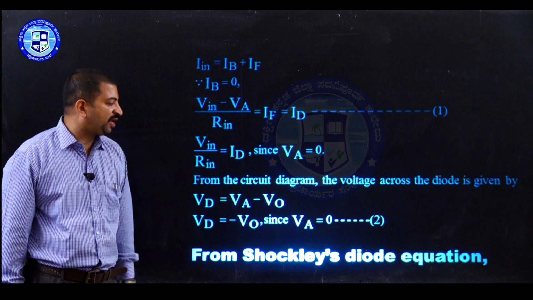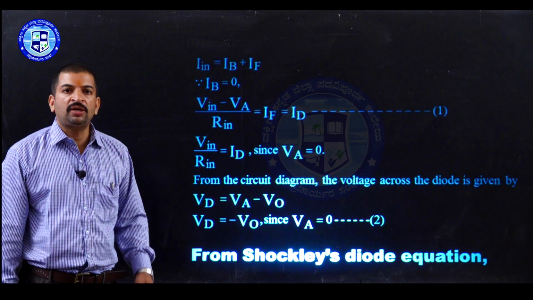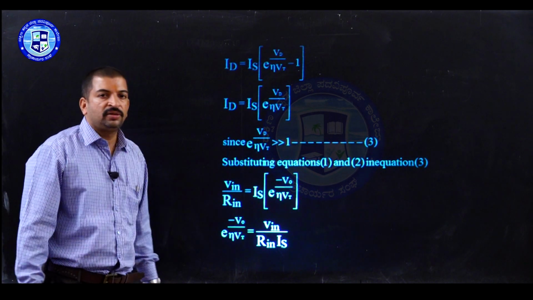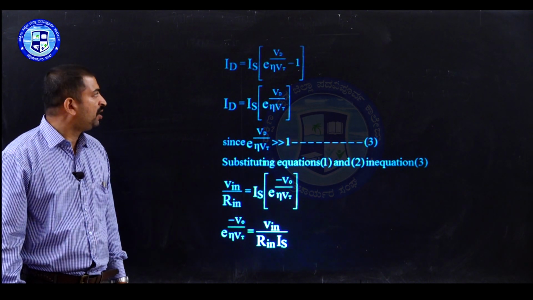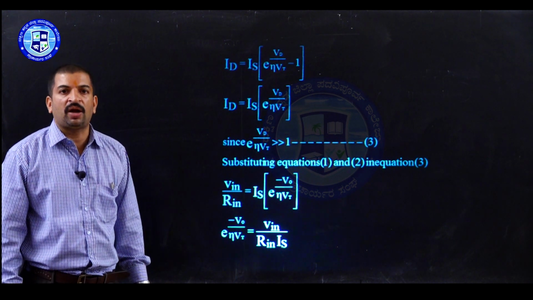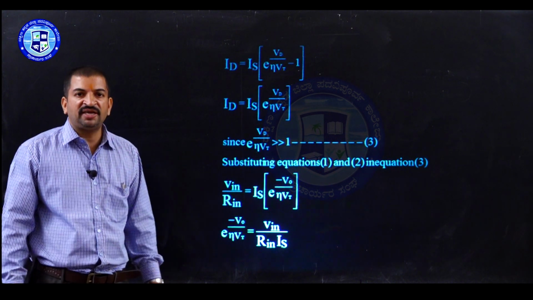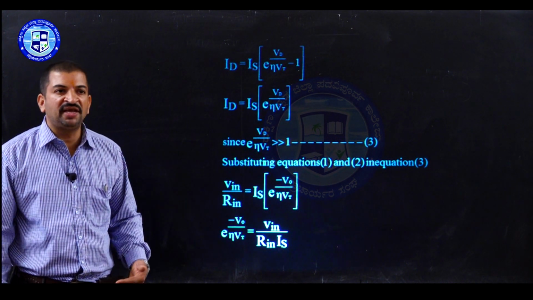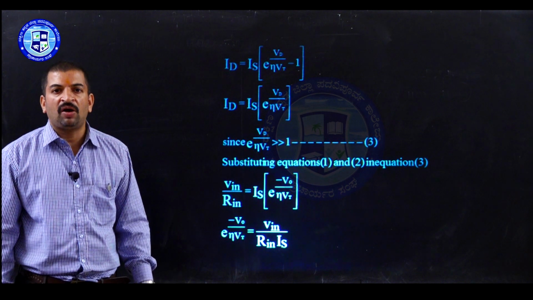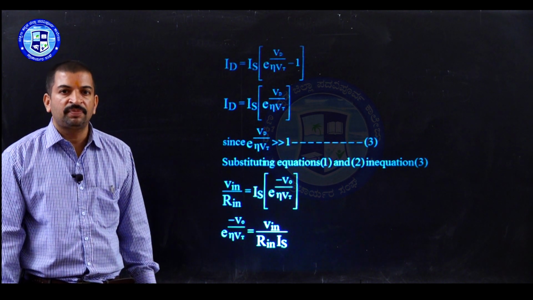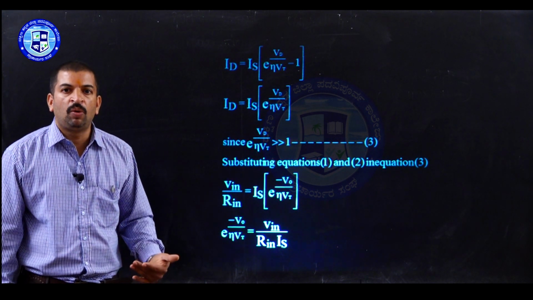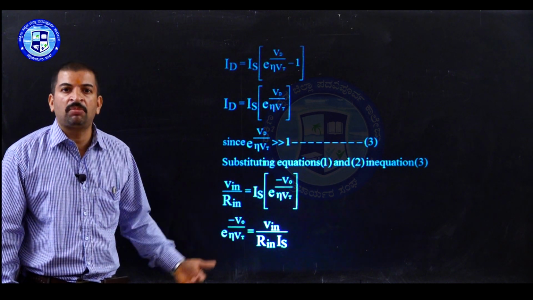Let us consider this equation as equation number 2. According to Shockley's diode equation, the current flowing through the semiconductor diode is given by Id equal to Is into (e to the power Vd divided by eta Vt, minus 1). Here Is is the reverse saturation current and Vd is the voltage across the semiconductor diode. Eta is called the ideality factor, and Vt is the thermal equivalent of temperature, also called the thermal voltage.